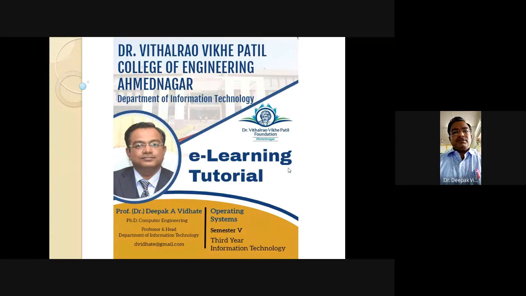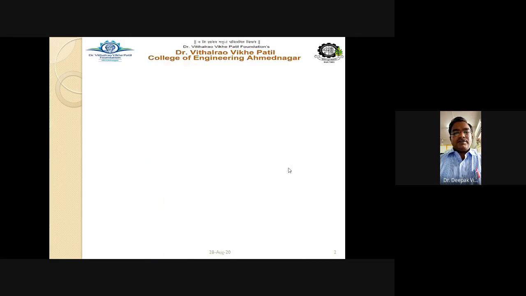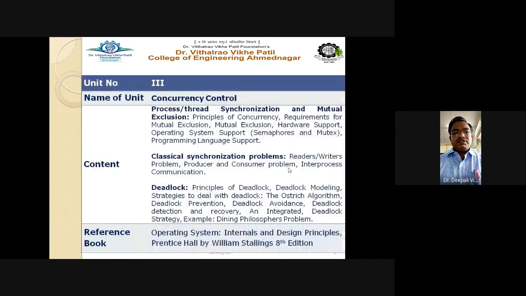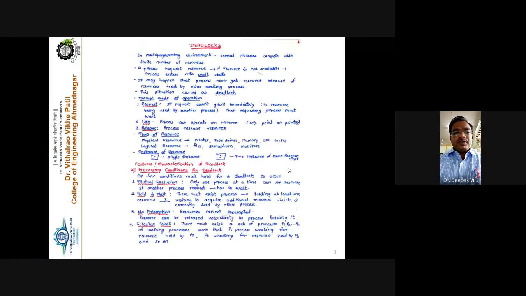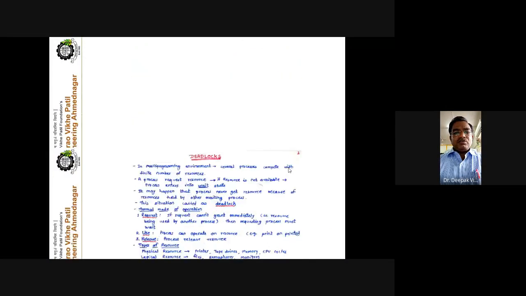We are discussing unit number 3, that is process synchronization and process concurrency. Already we have discussed the process synchronization concept and the classical problems of process synchronization, and now we are discussing the final topic, that is deadlock. In the earlier lecture, we discussed how deadlock occurs and which are the necessary and sufficient conditions for the deadlock to occur. Now, the methods to deal with deadlock is what we are going to see.